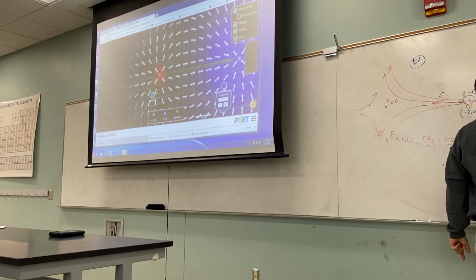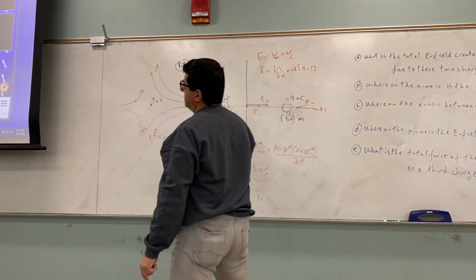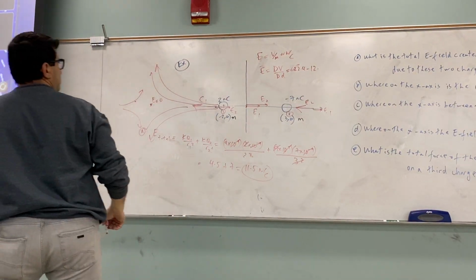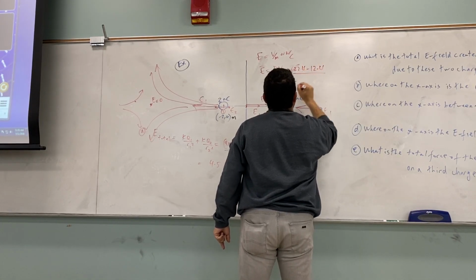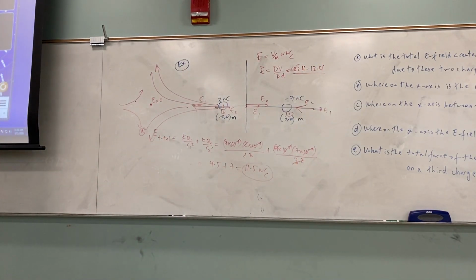22.4 minus 12.4, no, 22.0 minus 12.4, divided by the distance between those two lines, which is gonna give me, take my meter stick, 23.4 centimeters, the distance between them.